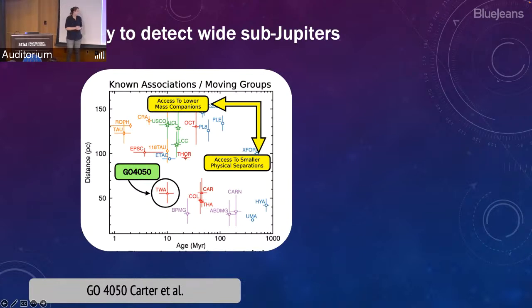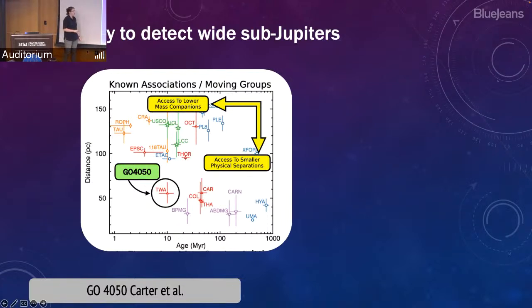So this is a plot from a proposal led by Aaron Carter, which was also awarded time. This is a proposal which is looking at a specific moving group. So for direct imaging, you really want to compromise between the distance. You want stuff as close as possible so that you get the best resolution. But you also want stuff that's as young as possible if you're doing an unguided survey, so that you can really dig down to the deepest planet masses.